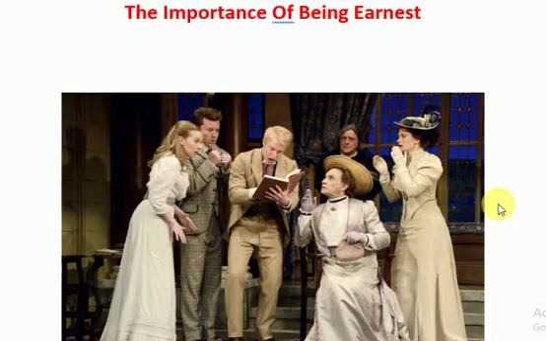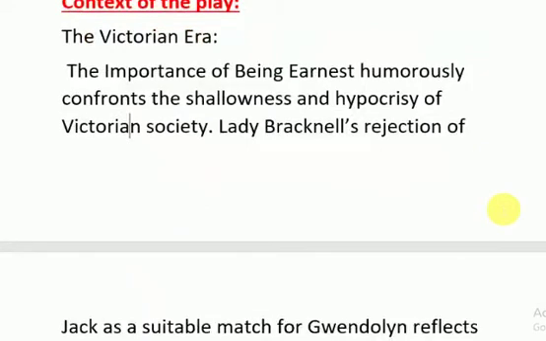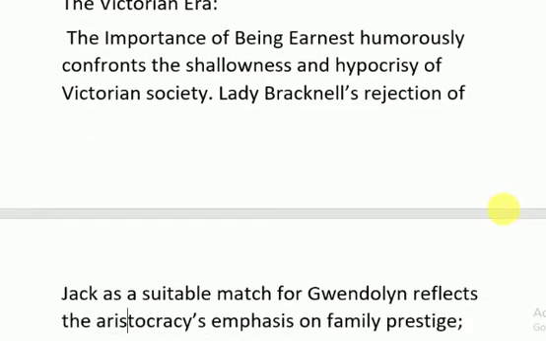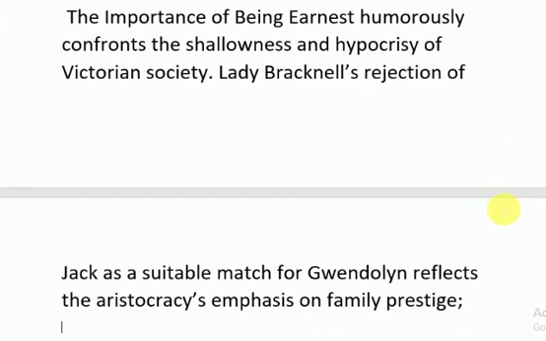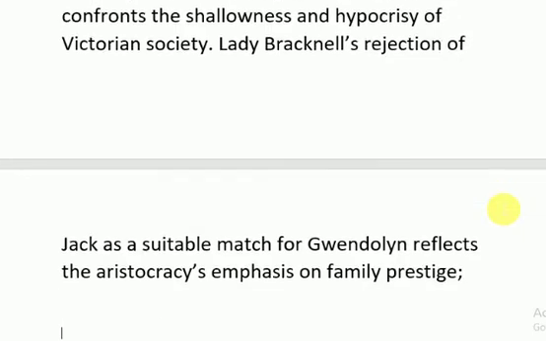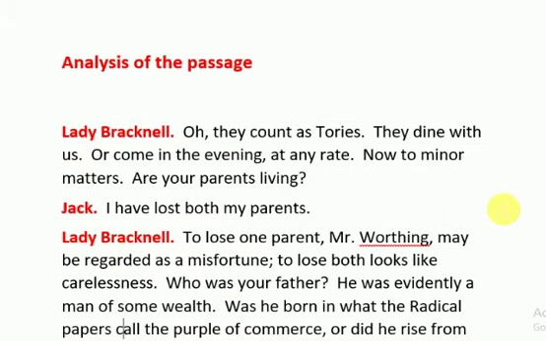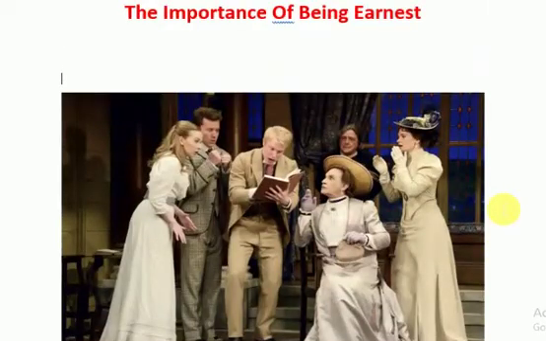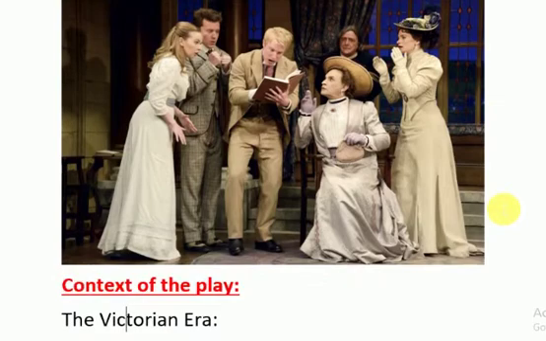So in this lesson we are going to talk about the context of the play, and we are going to have a brief or a quick look at the script which you have in your books, page 160. And we are going to analyze characters, mainly the two important characters in this script. So let's just talk about the context of the play.